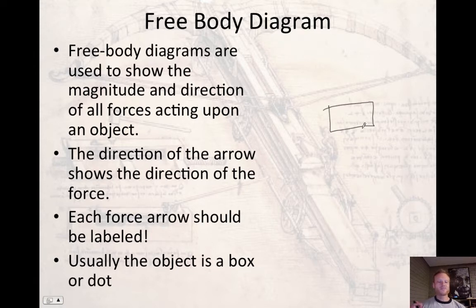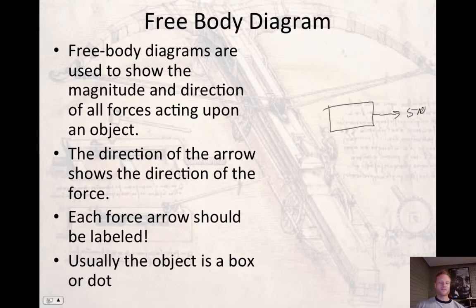Each arrow should be labeled, and I would label it with A, the direction. The direction you draw the arrow gives the directional piece to the force. And B, label it with the numerical value. So if I am applying a force of 5 newtons to the right on this box, I would draw an arrow to the right, and I would label it 5 newtons.